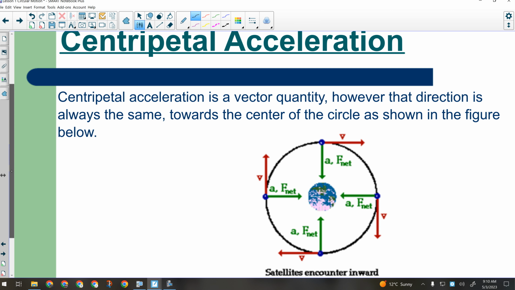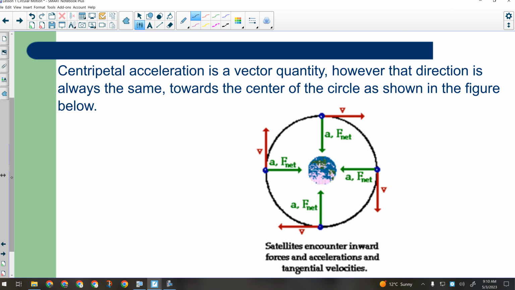So, centripetal acceleration is a vector quantity, obviously, towards the center. And it's true for anything moving in a circle, including the moon orbiting the Earth. Gravity provides the centripetal force in that situation. But the moon is always accelerating towards the Earth. And the same is true for satellites, like the International Space Station.